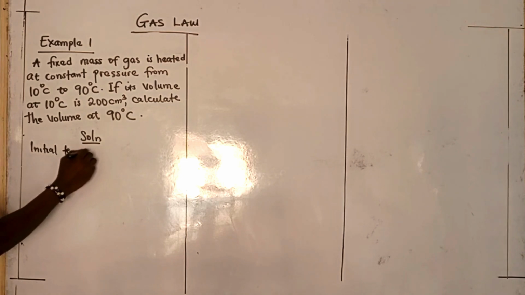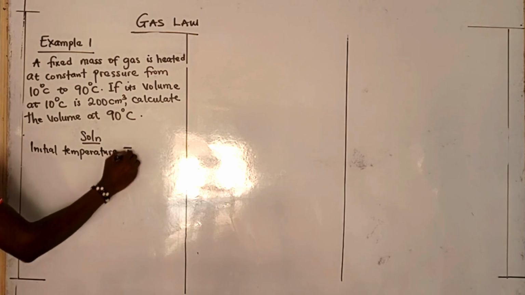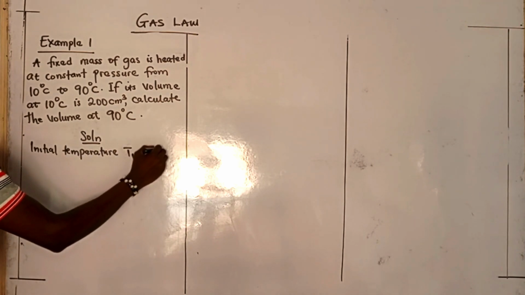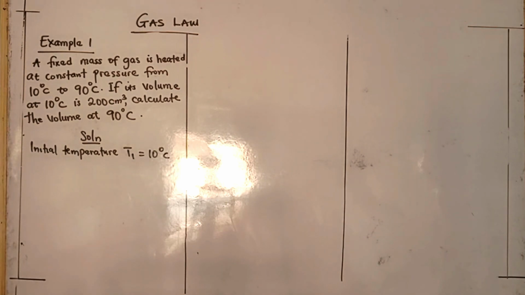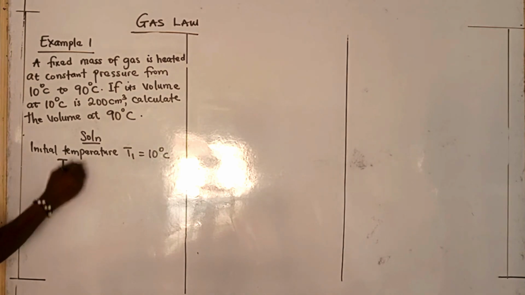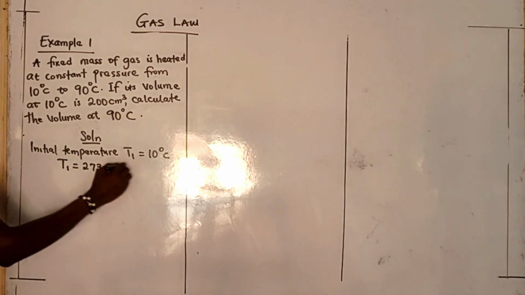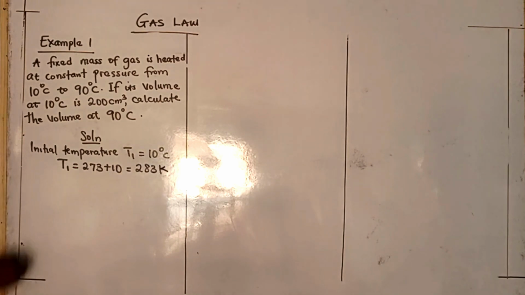Now, if you look at the question here, we're given our initial temperature, which is T1, and it is given as 10 degrees Celsius. Remember, I say you have to convert to what? To Kelvin. So that means your T1 in Kelvin is equal to 273 plus 10, which should give us 283 Kelvin.